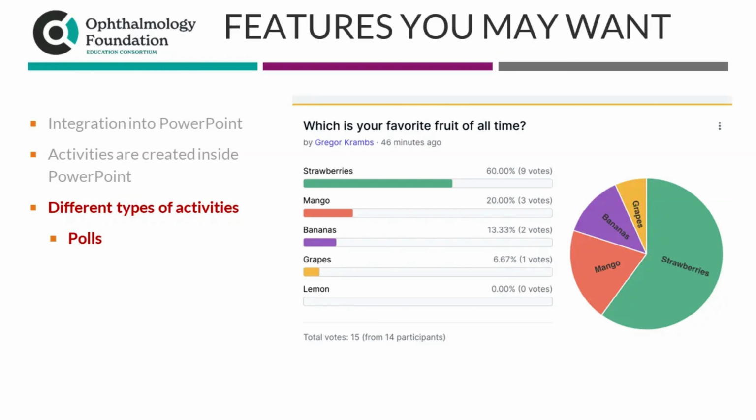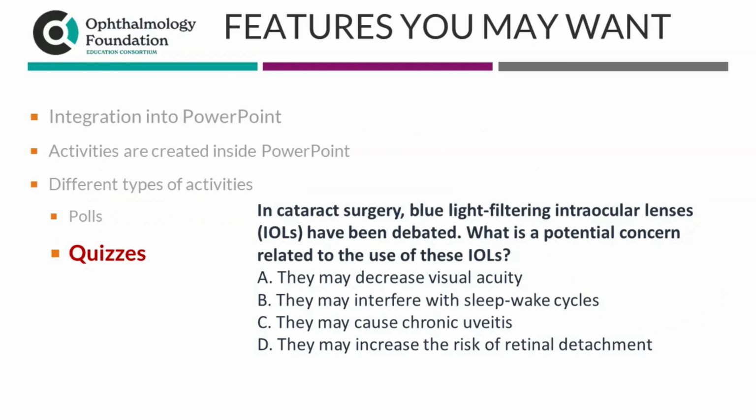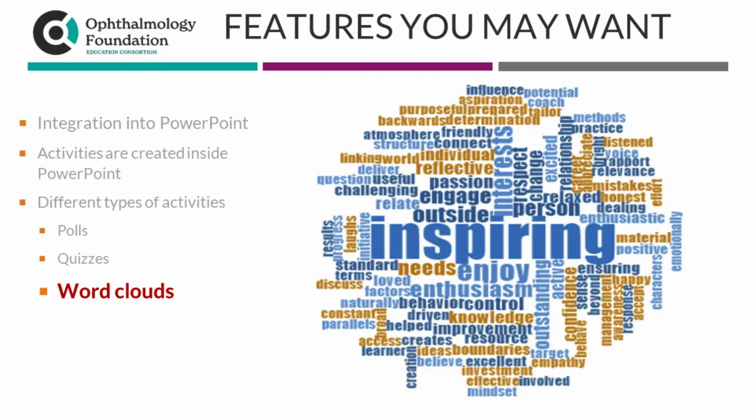A poll is a type of survey or inquiry that seeks to understand the opinion of a population on a particular topic or set of topics. Like in this example, where the question is, which is your favorite fruit? A quiz is a series of questions that aims to test a person's knowledge or abilities in a particular subject or range of subjects, such as the one on screen.